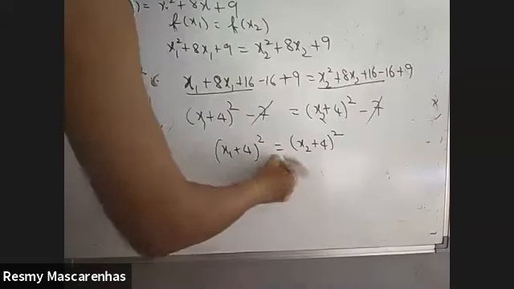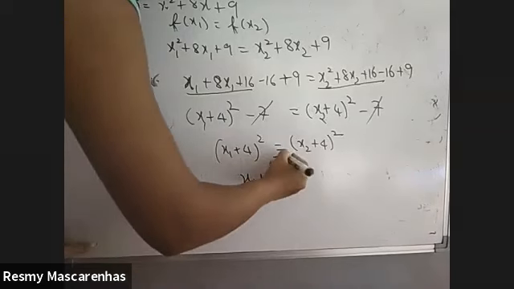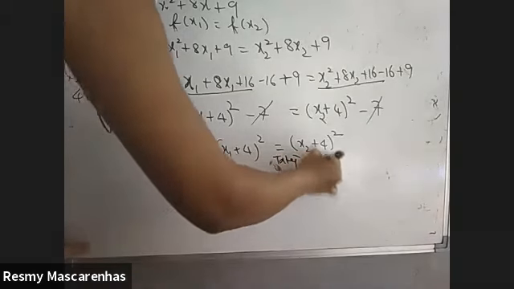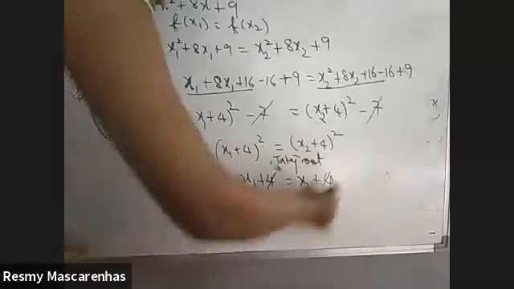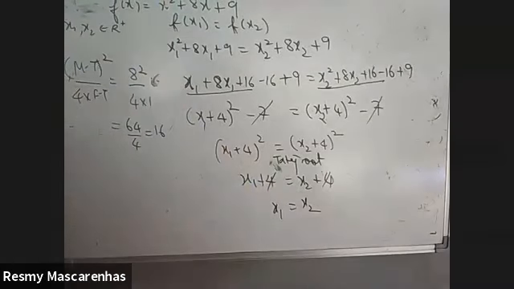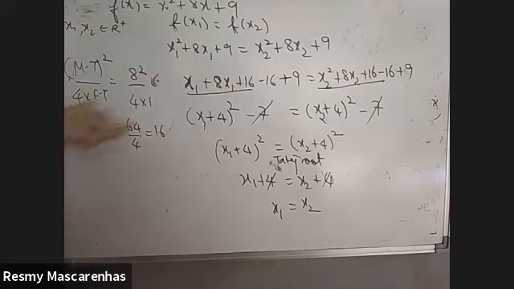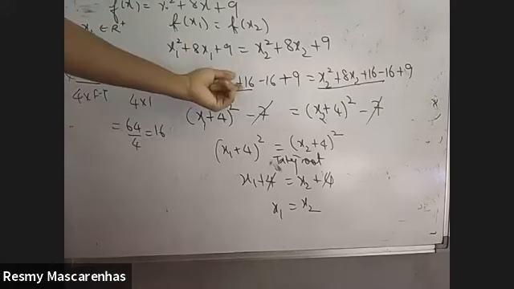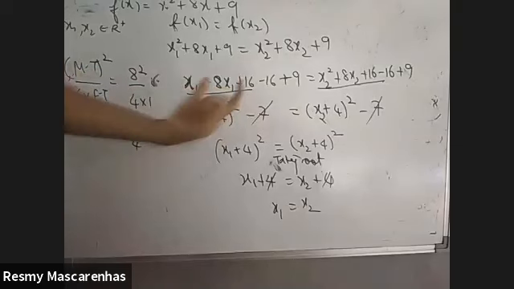And then when you take root on both the sides, x1 plus 4 is equal to x2 plus 4. x1 is equal to x2. So this is how it will be done. Okay, so the main thing is you have to find a balancing term. So middle term square upon 4 times first term, that turned out to be 16. So you have to add plus 16 minus 16 and express it in the form of a plus b the whole square.